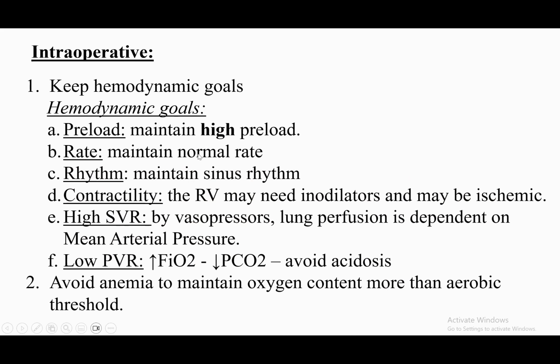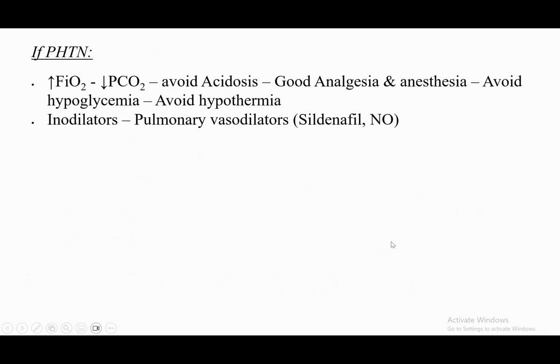Keep hemodynamic goals. Maintain preload, maintain normal rate, normal rhythm. The RV may need inodilators and may be ischemic. High systemic vascular resistance by vasopressors. Lung perfusion is dependent on mean arterial blood pressure either through MAPCAs or PDA. Low pulmonary vascular resistance, so increase FiO2, decrease PCO2, and avoid acidosis. Avoid anemia to maintain oxygen content more than aerobic threshold.